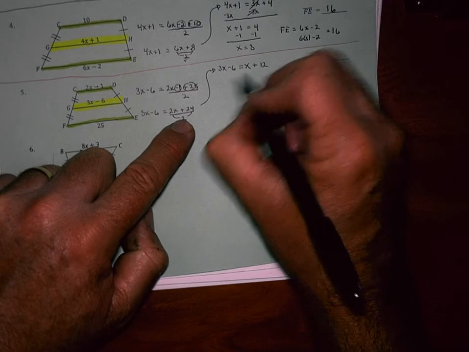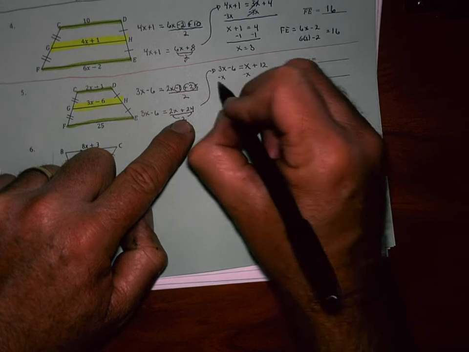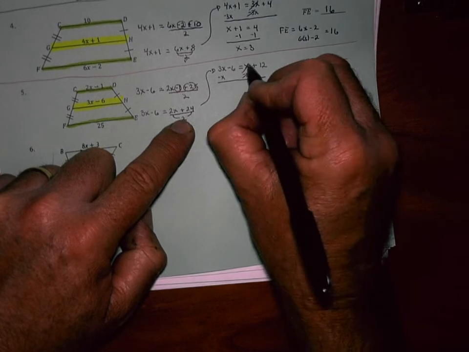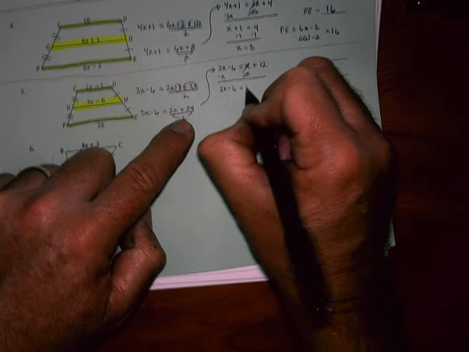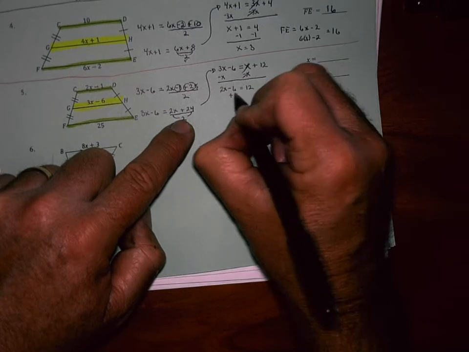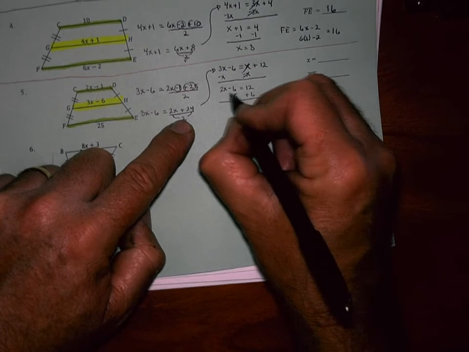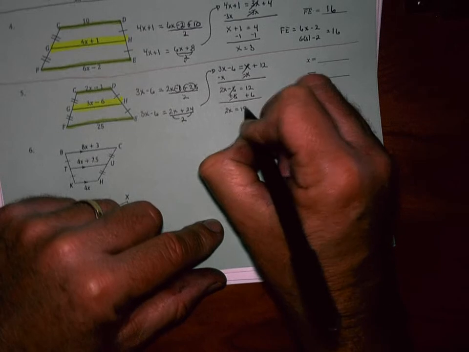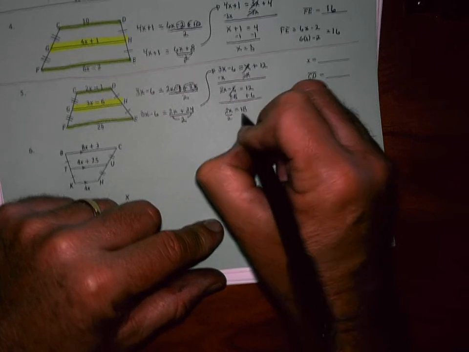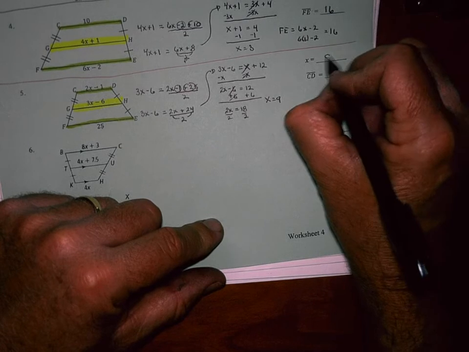And then I continue to solve, subtracting x from both sides of the equation. Canceling out the x's, my new equation becomes 2x minus 6 equals 12. Next, I would add 6 to both sides of the equation. Canceling out the 6's, my new equation would become 2x is equal to 18. Then I would divide both sides by 2. Therefore, x is equal to 9. Okay, so that's one of my answers.